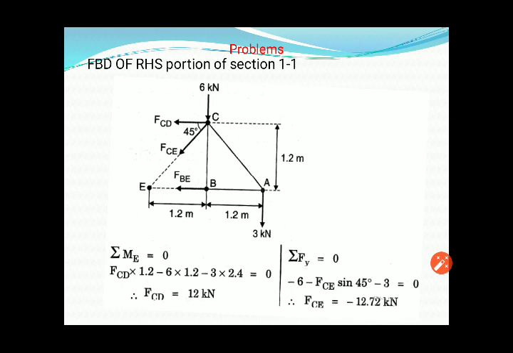So once I get the value of FCD, I will use the equation of equilibrium, that is summation FY equals 0. So for the forces which are on the right hand side of the section line, minus 6 moving downward, FCE in the negative direction, minus 3 equals 0. So here I will get the value of FCE.